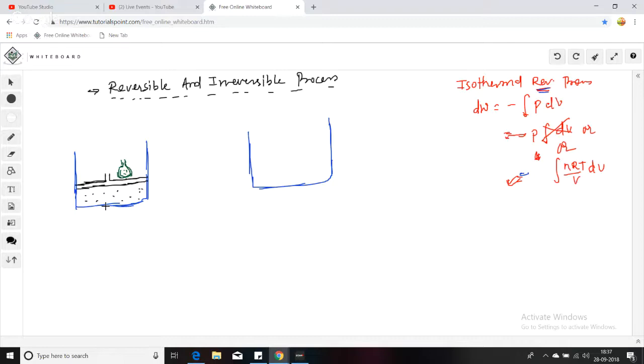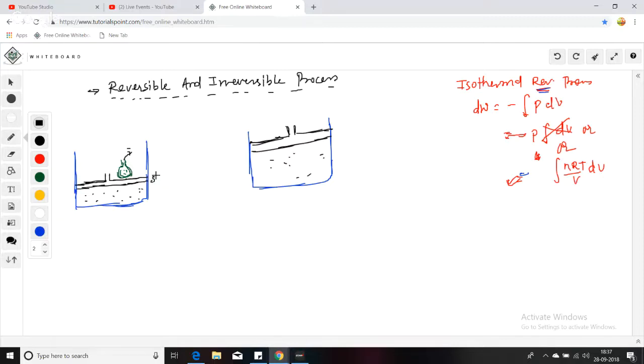Now if you want to remove this sand bag from here, we can do this in two different ways. What are those? If all of a sudden I remove the sand bag completely, then the piston will all of a sudden go up, and wherever the atmospheric pressure and the pressure of the gas are equal, there the piston will stop. Further it won't go up. Another way is that we remove the sand from the bag slightly, little by little. Then again the piston will go up, equilibrium is maintained. Again we remove some sand, again the piston goes up, equilibrium is maintained, and this process also takes place.